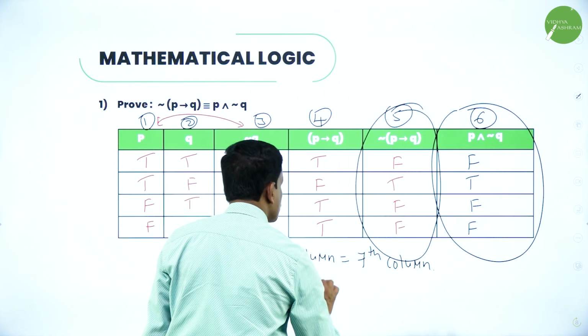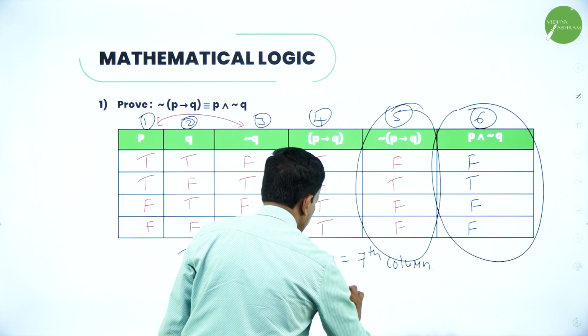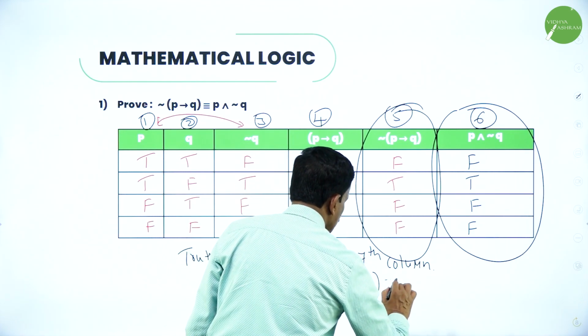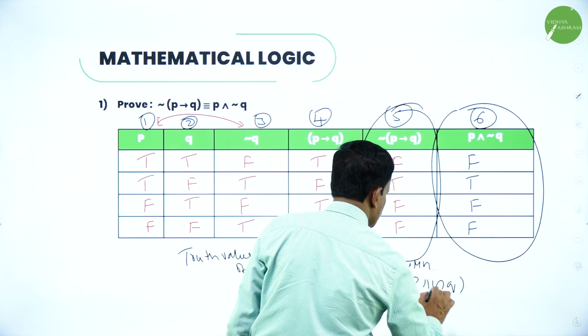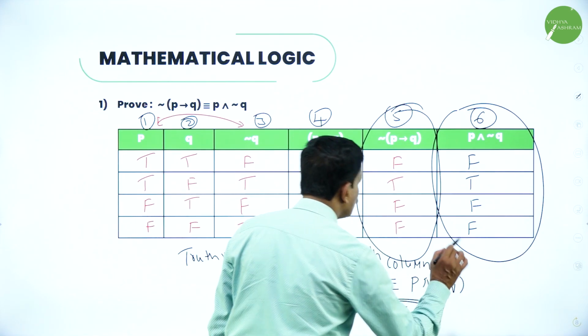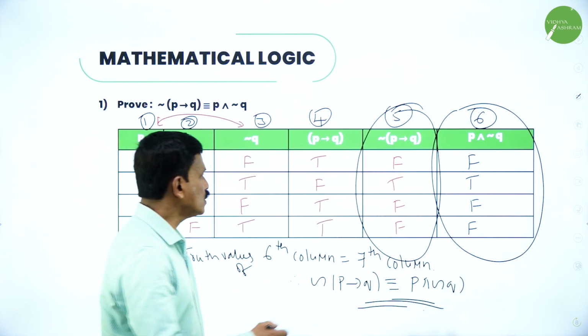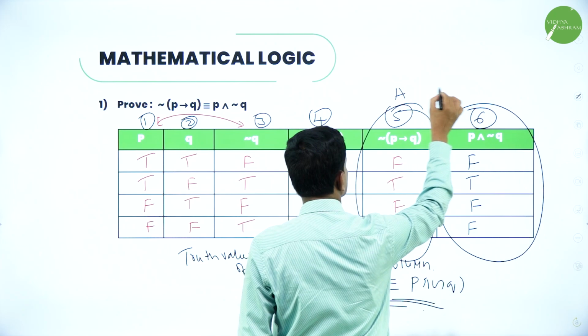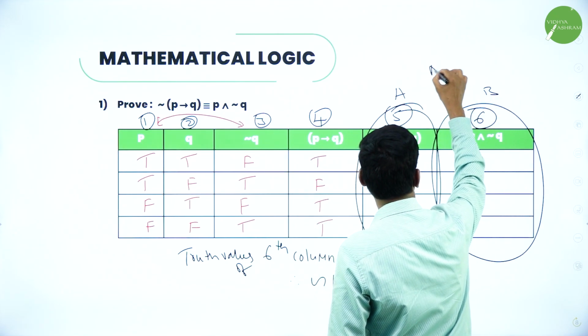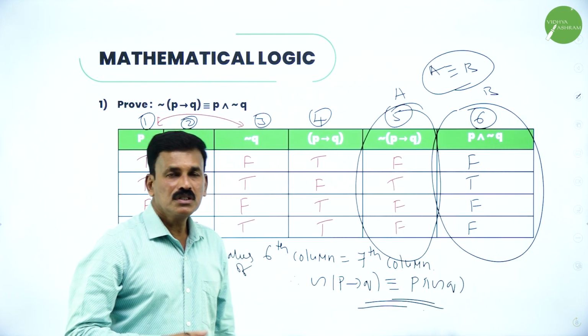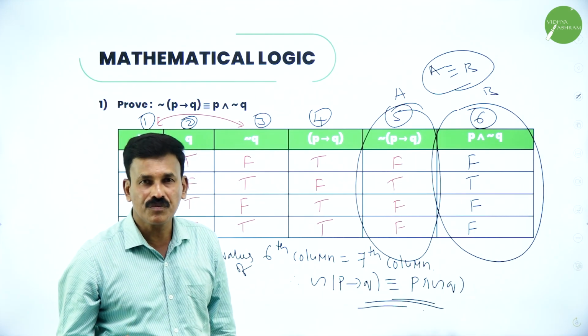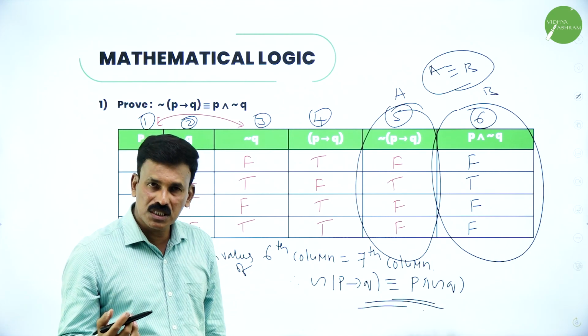So, therefore, what do you say? Negation of P conditional to Q is logically equivalent to P conjunction negation Q. This is how we are going to verify. So, these two are logically equivalent. Suppose if I call this as A and B, A is logically equivalent to B. That's it. So, if you prove this much, definitely you will get 5 marks. Hope you followed. Move on to the similar type problem.